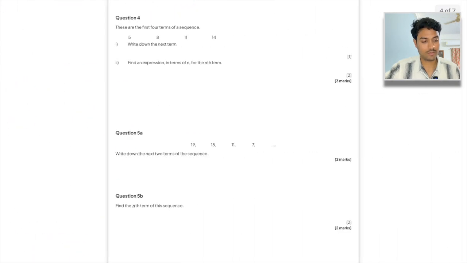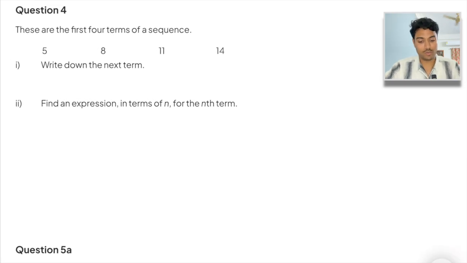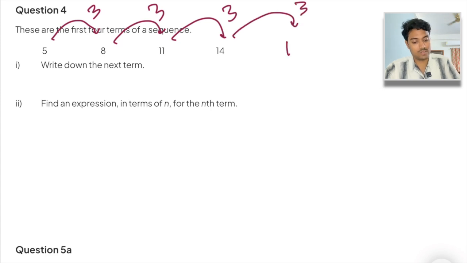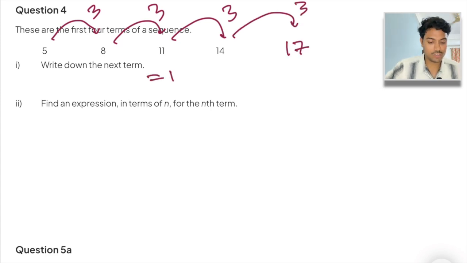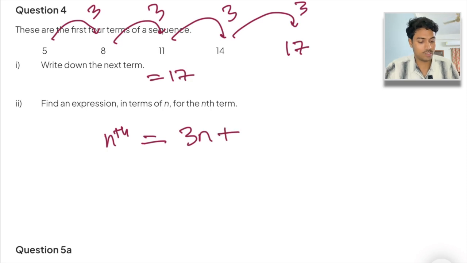Question number 4. Here are the first 4 terms of a sequence, 5 to 8. Again it's an increasing sequence, increasing by 3, 3 and 3. It says write down the next term, so again increase it by 3. So 14 plus 3, 17. So 17 is the answer. Find an expression in terms of n for the nth term. So again we have to find the nth term. So 3n plus, add a number such that you get the first term. So 3 plus 2, and that's how you'll get 5.